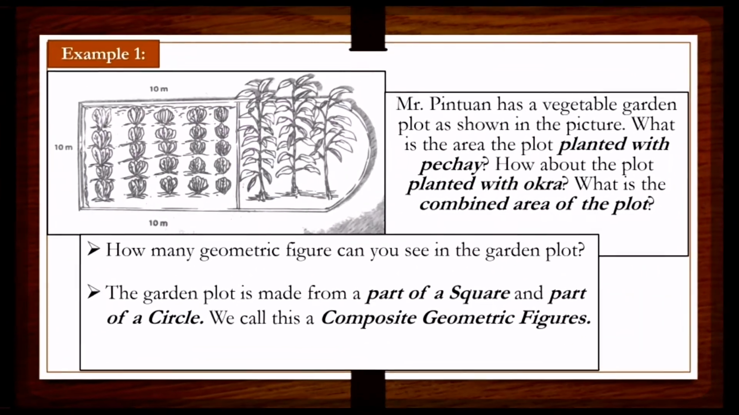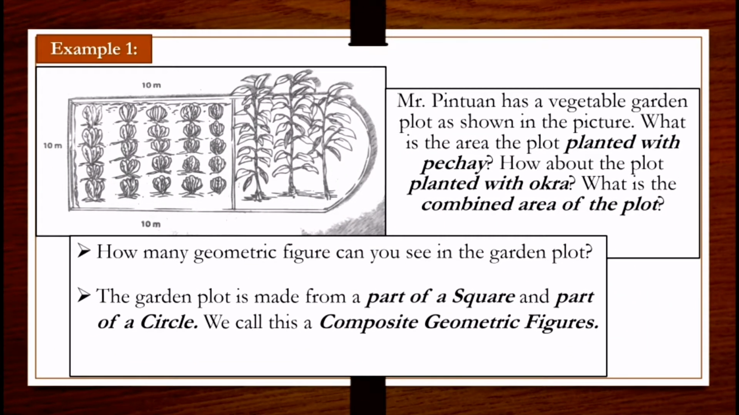Now, here is the first example that we have in finding the area of a composite figure. Let's start with a short problem. Mr. Pintuan has a vegetable garden plot as shown in the picture. What is the area of the plot planted with pichay? How about the plot planted with okra? What is the combined area of the plot? How many geometric figures can you see in the garden plot?